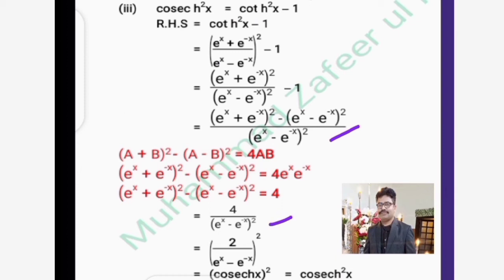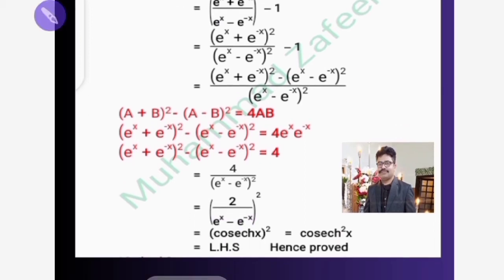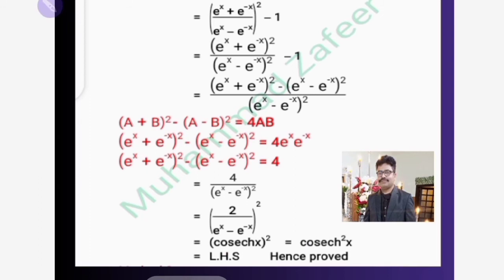We can write 4 as 2 square, so we will write 4 divided by e power x minus e power minus x whole square as 2 divided by e power x minus e power minus x, whole square, and this is the formula of cosecant hyperbolic x. As this is the reciprocal of sine hyperbolic x, and the sine hyperbolic x formula was e power x minus e power minus x divided by 2, and it is the reciprocal of that, that is 2 divided by e power x minus e power minus x. So we will write cosecant hyperbolic x whole square is equal to cosecant hyperbolic square x. So it is the left hand side.